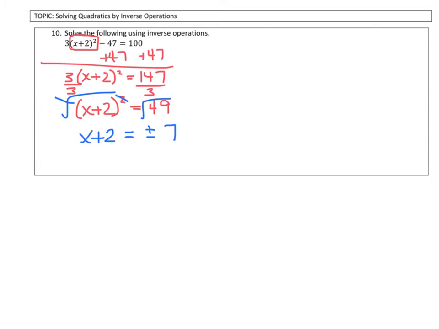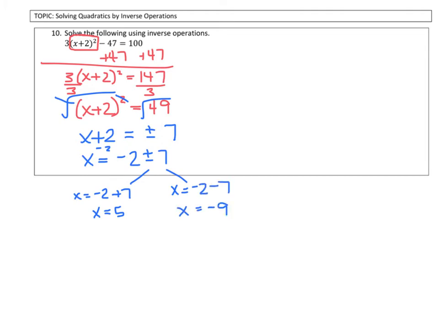Now we're going to isolate that x. We bring the 2 over by subtracting it from both sides. So negative 2 plus or minus 7. This gives us two rational answers that we need to split. We get x equals negative 2 plus 7, which of course is 5, and we get x equals negative 2 minus 7, which is negative 9.